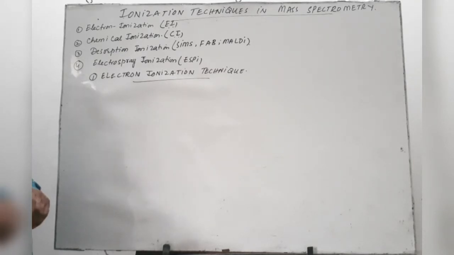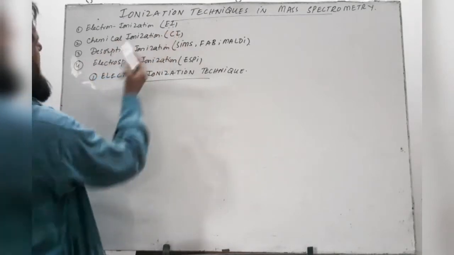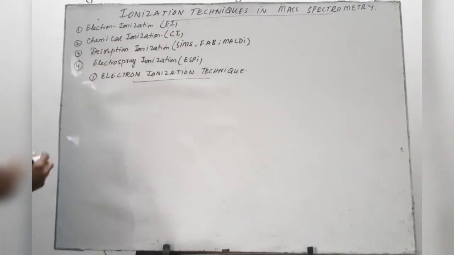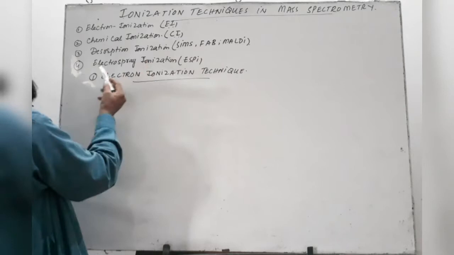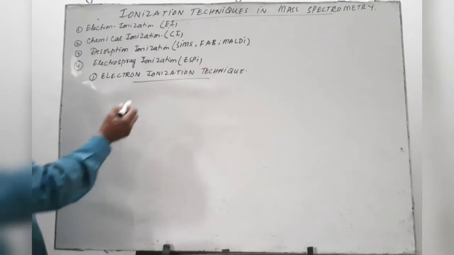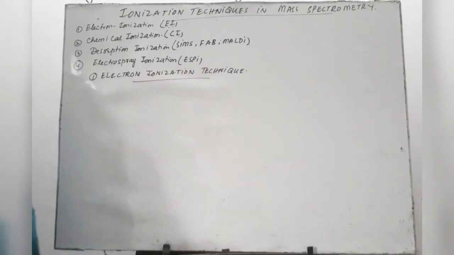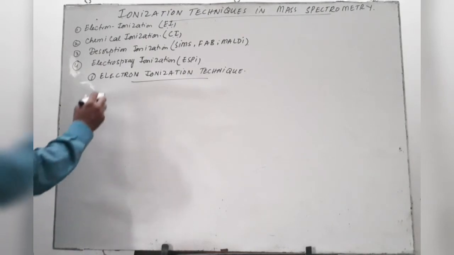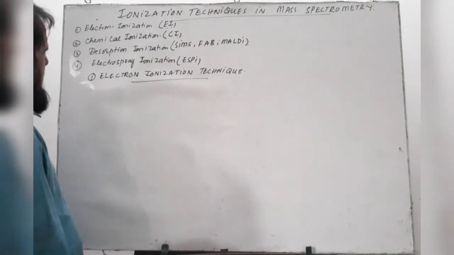Now there are different techniques which are used for the purpose of ionization, and these techniques are: number 1, electron ionization, denoted by EI; chemical ionization, denoted by CI; desorption ionization; and fourth, electrospray ionization, ESI. We will discuss all of them one by one. The first technique is known as electron ionization.